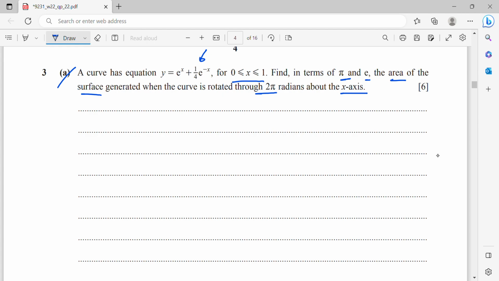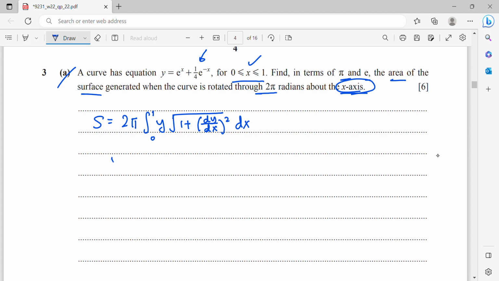Okay, so just for your information, the formula for surface area is 2 pi integrate y square root of 1 plus (dy/dx) squared, dx, and we need to integrate from 0 to 1. This is our formula because of the x-axis. Therefore, we have to integrate with respect to x. So due to this reason, it's better for you to get dy/dx first.